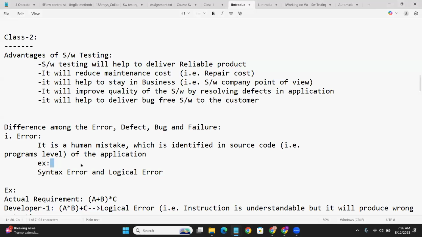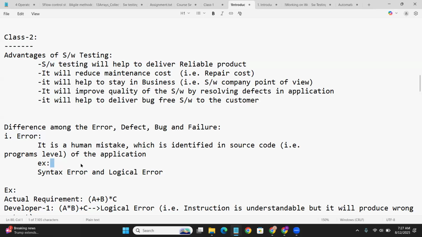Now, what is software testing? Then why do we have to go for software testing? These are the points we discussed, along with the advantages of software testing. Okay. Now, the difference among error, defect, bug, and failure. This is one of the commonly asked interview questions. What is the difference between error, defect, bug, and failure?